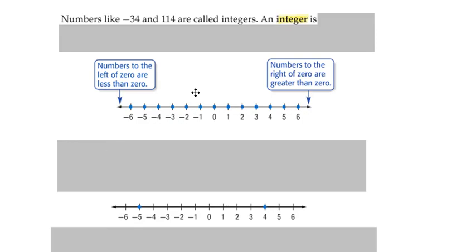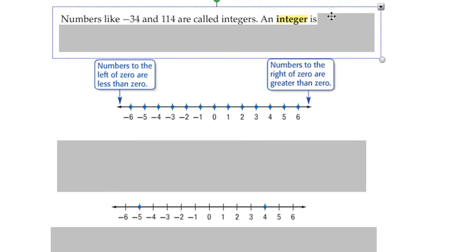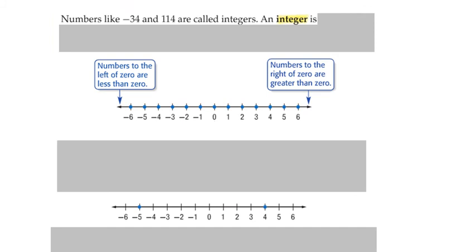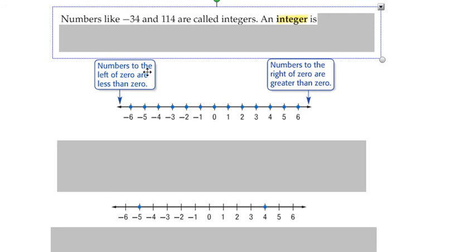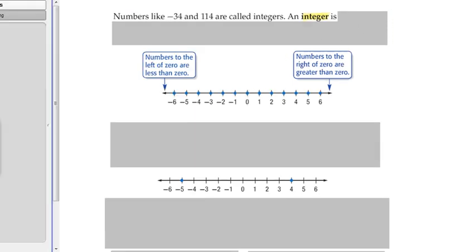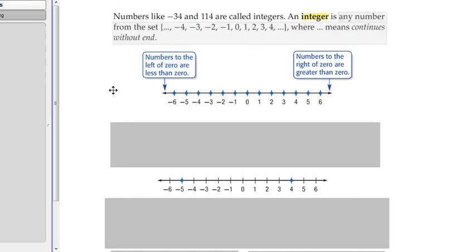Okay, numbers like negative 34 and positive 114 in our example are called integers. These are whole numbers that can be positive or negative. So an integer is simply any number from the set of numbers that includes positive, negative numbers, and 0. And it goes to infinity on either end.